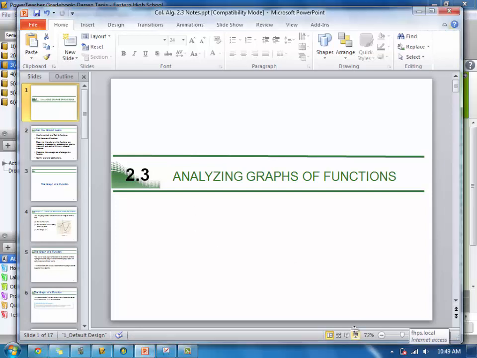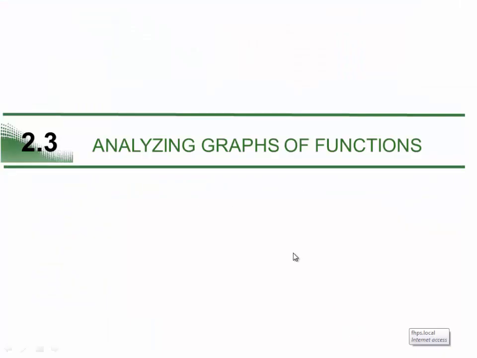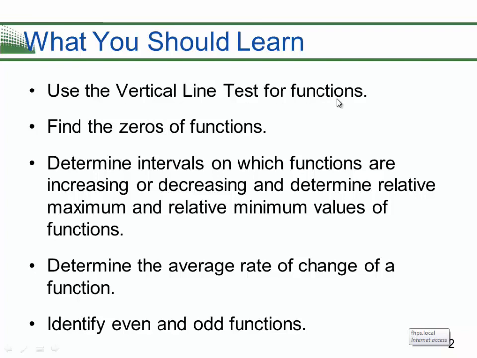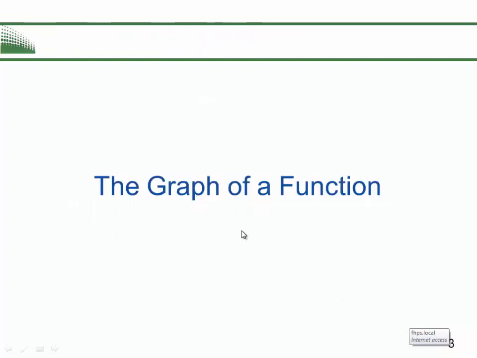Okay, we're going to talk about some graphs of functions today. We'll use the vertical line test, which you've already talked about, to see if it is a function. We'll talk about zeros, determine intervals of increasing, decreasing, relative maximum, minimum, and we'll do average rate of change. Also even odd functions. So that's a big section, a lot in it.